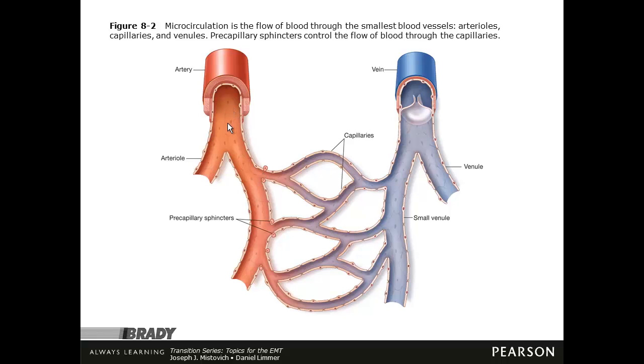I want to reinforce here that every cell in the body lies alongside a capillary. Capillaries are extremely small, just big enough for one red blood cell at a time to move through them. Red blood cells are so small that there are 5 million red blood cells in a single milliliter of blood.